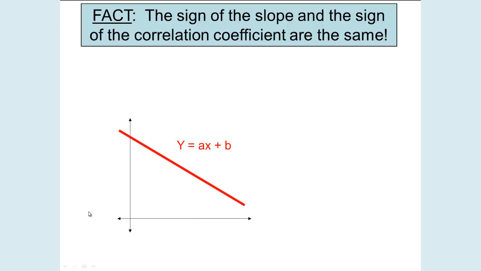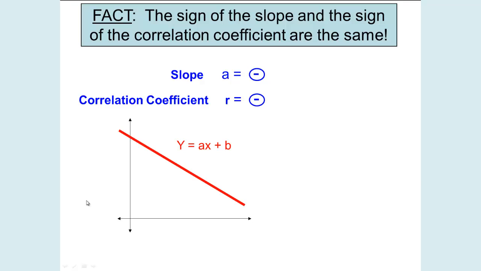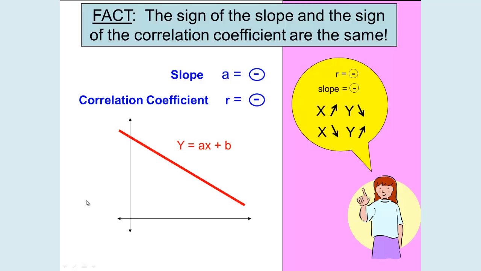So we have our negatively sloped line, y equals ax plus b, and if the slope a is negative, the correlation coefficient r will also be negative. That means as x increases, y decreases. As x decreases, y increases. They are doing the opposite things.